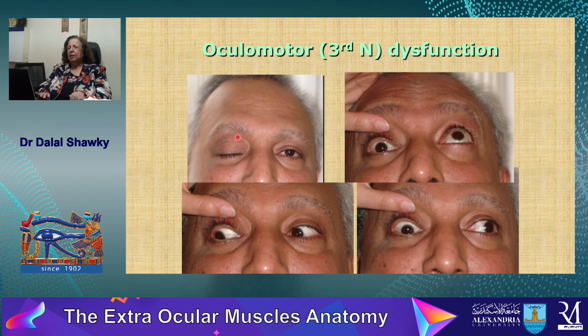Oculomotor nerve palsy, complete ptosis due to paralysis of levator palpebrae superioris, and when we elevate the lid, we see that the globe is abducted and slightly depressed. Abducted because the lateral rectus is acting, and slightly depressed because superior oblique is acting.